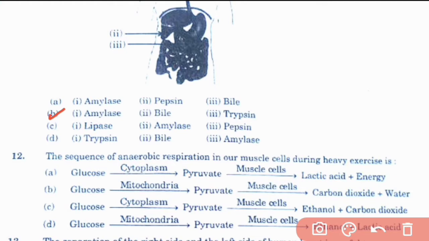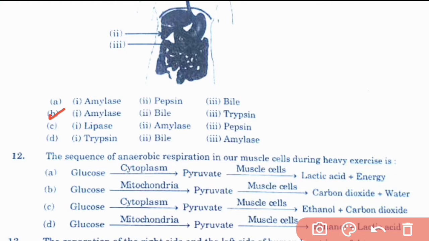The sequence of anaerobic respiration in our muscle cells during heavy exercise. Option number A, glucose, pyruvate, lactic acid plus energy. Option B, glucose, pyruvate, carbon dioxide plus water. Option number C, glucose, pyruvate, ethanol plus CO2. D, glucose, pyruvate, ethanol, lactic acid.